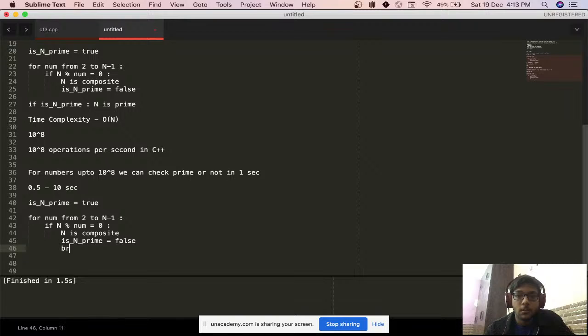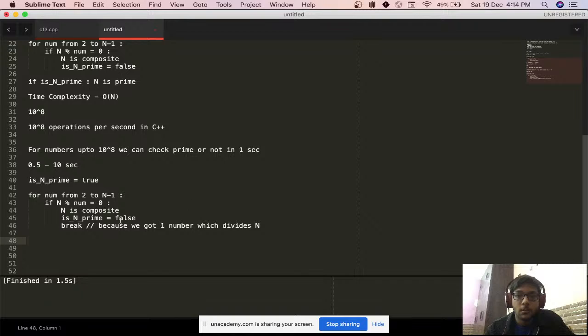How? We simply break from here. Why break? Because we got one number which divides n, and we need only one number for the primality test, right? Because we just want to check whether at least one number exists which divides n. So as soon as we get a number which divides n, we break out of the loop. Why do we have to check other numbers? Because we already know that the number is not prime, it is composite. So we simply break out of it.